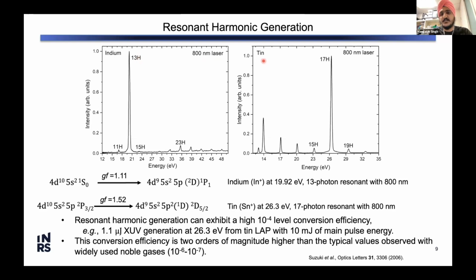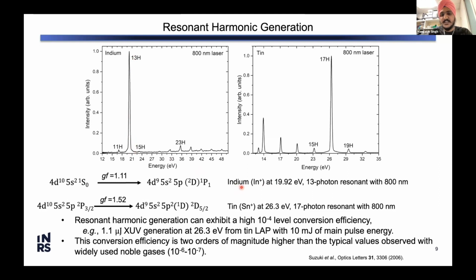And in case of tin, we have the 17th harmonic order, which is enhanced at the 800 nanometer laser. And when we look carefully, we find there are two electronic transitions. There are electronic transitions present in both indium and tin, which correspond to the energy of the enhanced resonant harmonic.